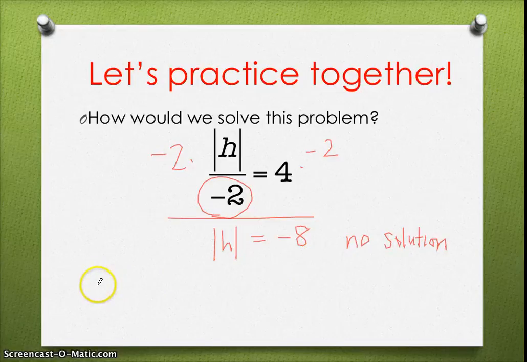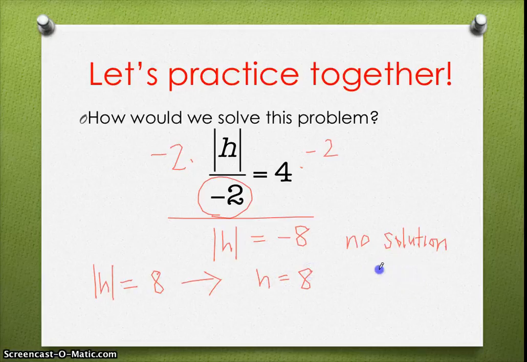However, I just want you to remind yourselves that if you had solved this and got the absolute value of h equals 8, this is a totally different problem. You would then break this down into h can be positive 8 or h can be negative 8 because both the integer 8 and negative 8 will get you a distance of 8 units away from 0.